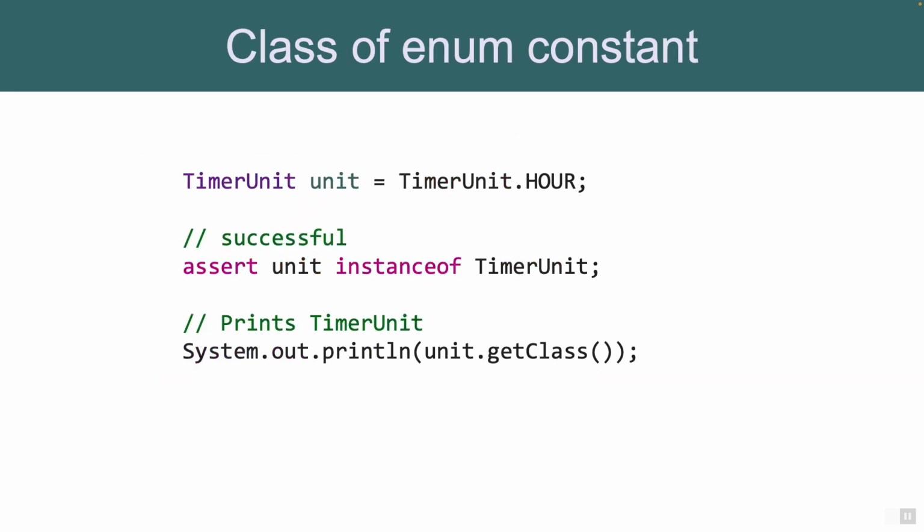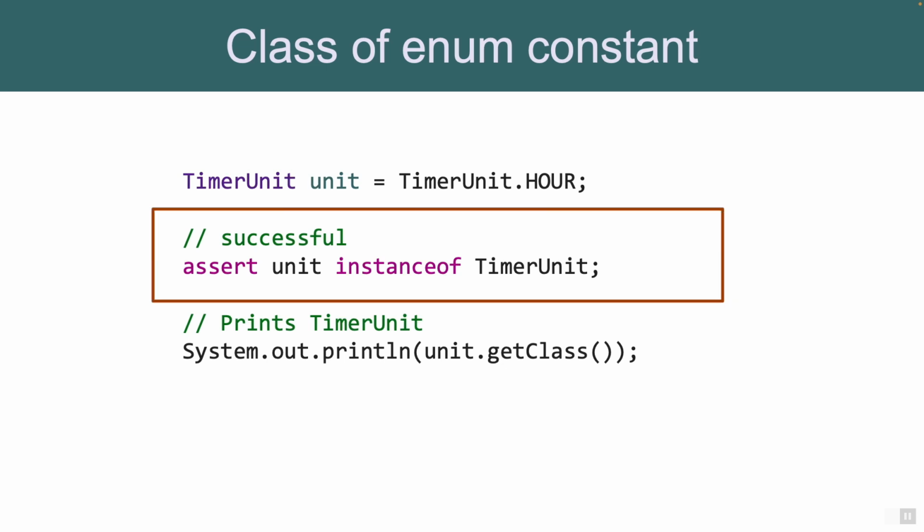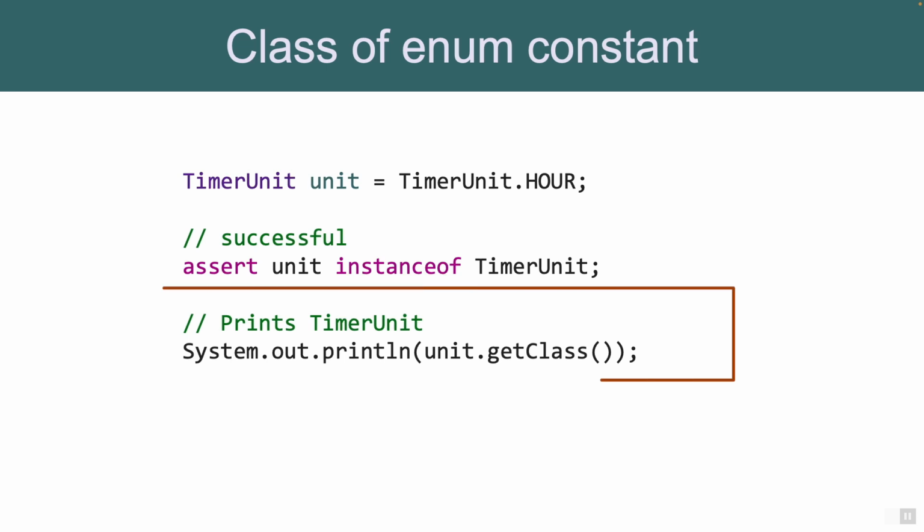So let's print the class name. If you extract the constant from the TimerUnit and go ahead and say instanceof TimerUnit, this is obviously going to return true because we know that the unit is of type TimerUnit. And when you say unit.getClass, it's going to print TimerUnit. Now this also seems pretty obvious, but it is not. In this particular case, it will definitely print TimerUnit. But we will see other cases where it might not print TimerUnit, but it might print a different class, and we will come to that soon.